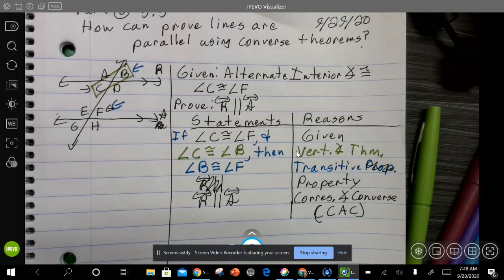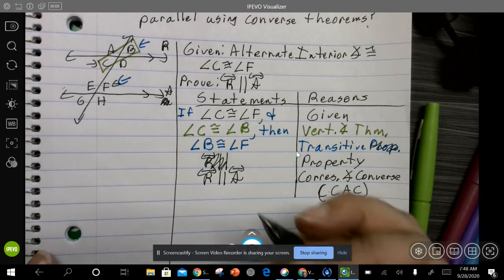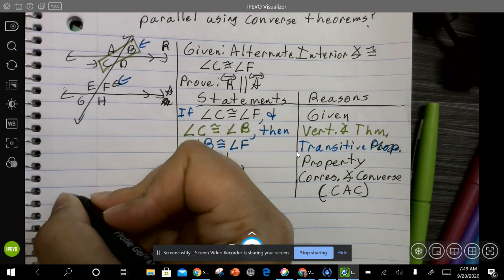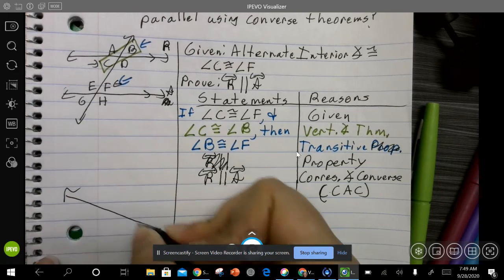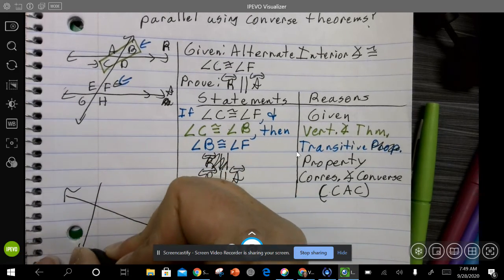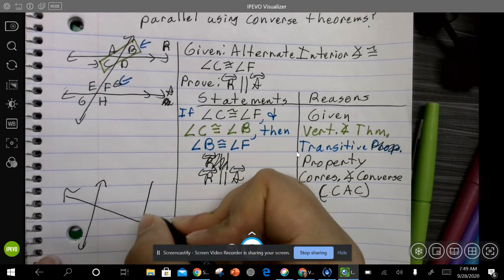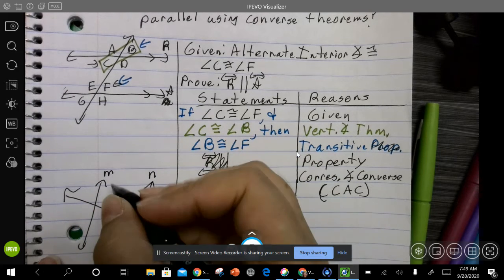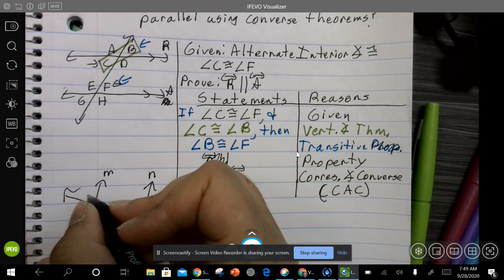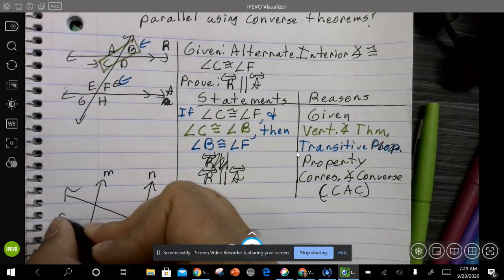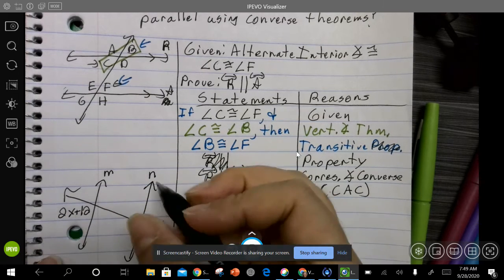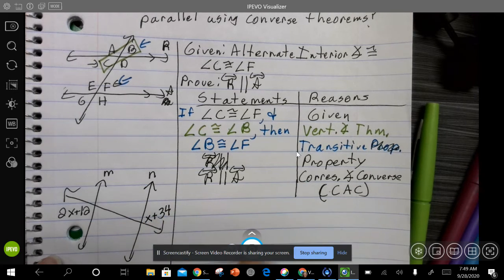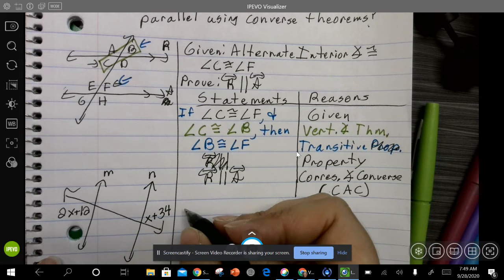Okay, so what if we have this one? What if we wanted to use that to prove that some angles are congruent? So let's say, everybody, we have this. Okay, so we have line M and line N, and we needed to prove. This one is 2x plus 12, and this one is x plus 34. Okay, so which converse would we use, everybody?